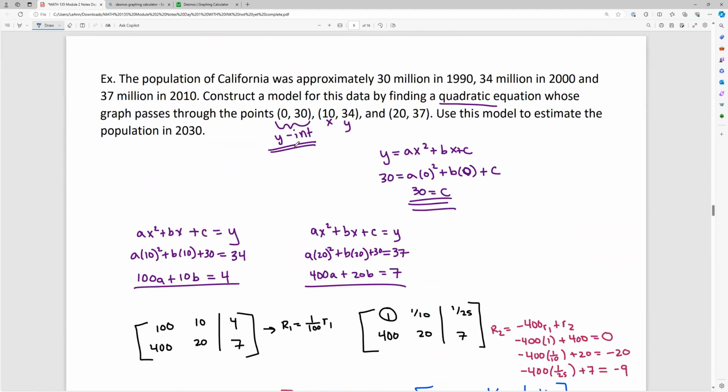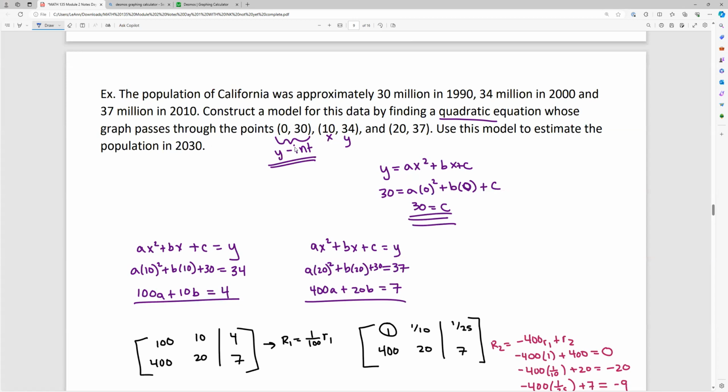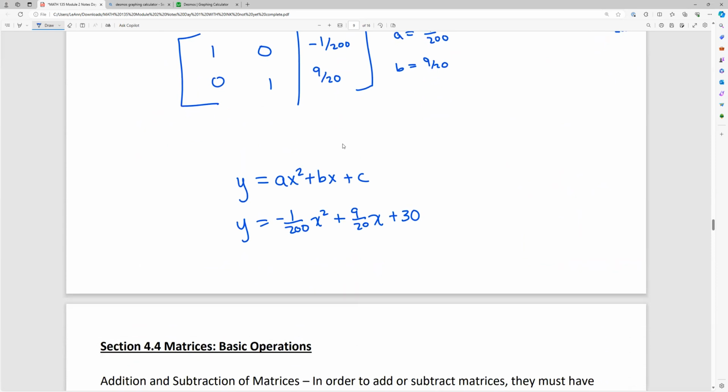Now, there was a follow-up question on this problem. It says, use your model, so my equation that I just came up with from my A, B, and C, to estimate the population in 2030. Now, you have to be careful with this. They're counting from 1990. So notice that was year 0. 2000 was 10 years in the future. 2010 was 20 years in the future. So 2030 is actually a 40-year jump from 1990. That's how you have to look at how they're measuring their jumps. Their times were all referenced back to 1990 as year 0, essentially. So we need to plug in 40 to get that estimate.